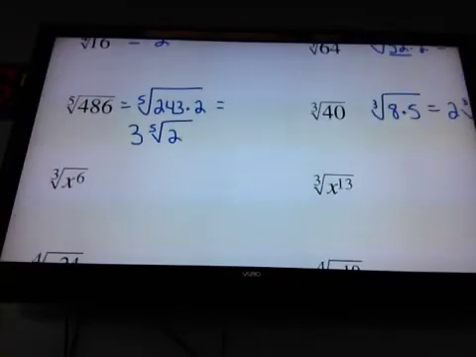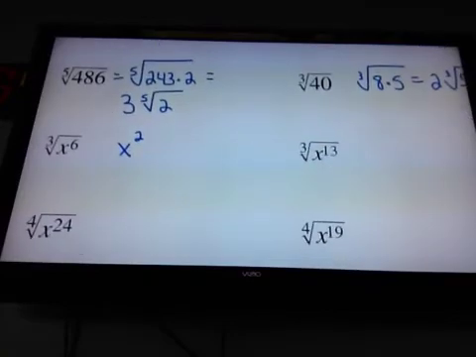Cube root of x to the 6th. Here we go, we've got some variables now. Before, when I divided that power by 2 for a square root, you're going to divide it by 3 on a cube root, by 4 on a fourth root, and by 5 on a fifth root. So 3 goes into 6 evenly 2 times.